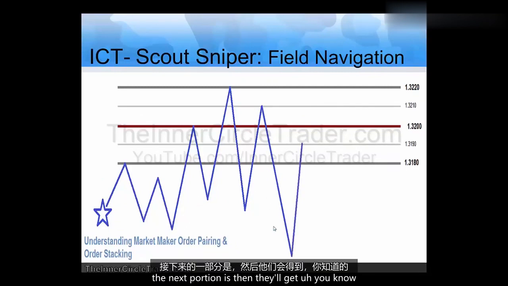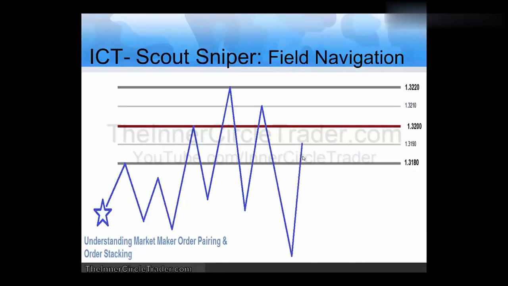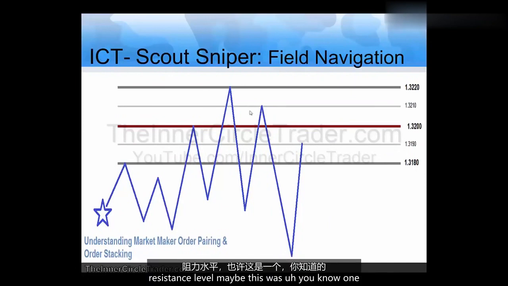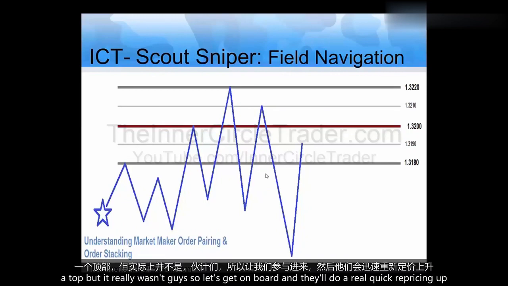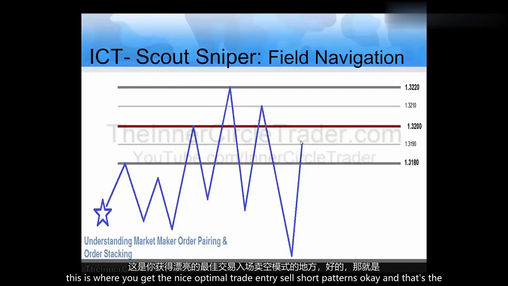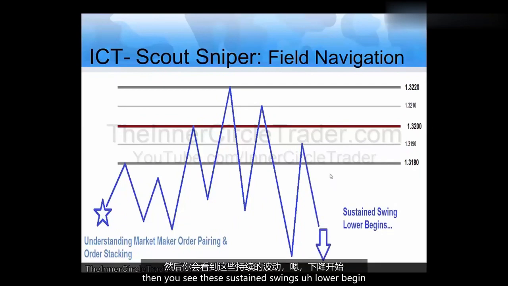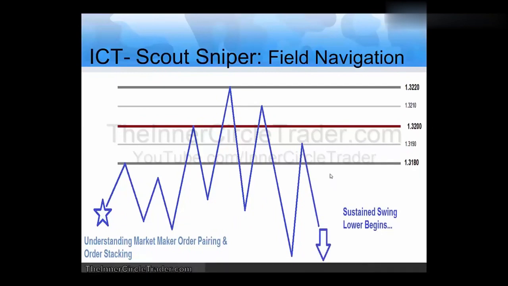The next portion is that you'll get traders to think, okay, this was it. This was a false resistance level. Maybe this was one of those patterns where it looked like it was a top, but it really wasn't, guys. So let's get on board, and they'll do a real quick repricing up. This is where you get the nice optimal trade entry sell short patterns, and that's the one you want to be in on. And then you see these sustained swings lower begin.